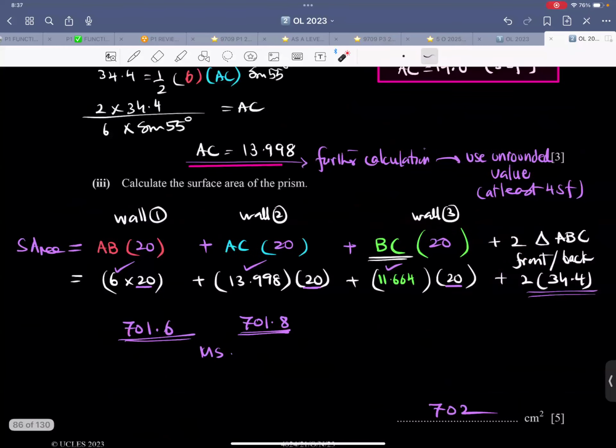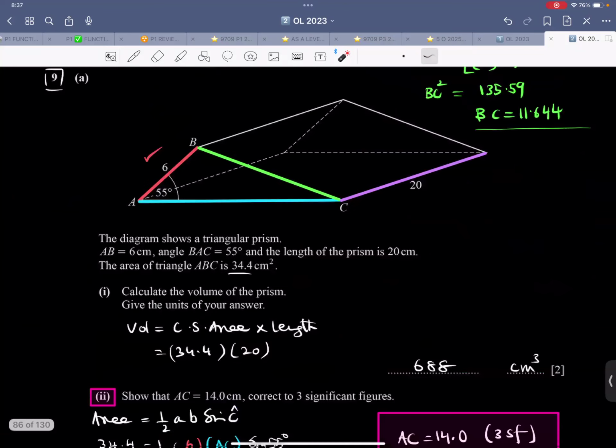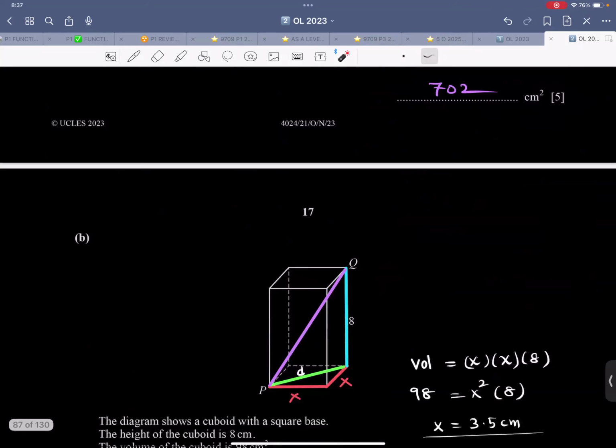And over here, 2 times the triangle, the front and the back. And this is what you are getting. The examiner has given both the answers. Any which way, they both simplify to 702. This is question 9, by the way.